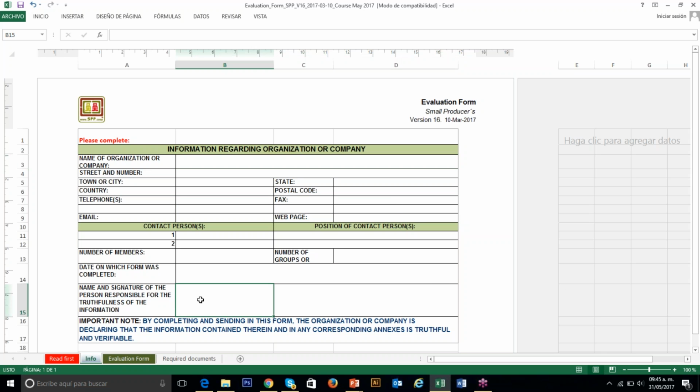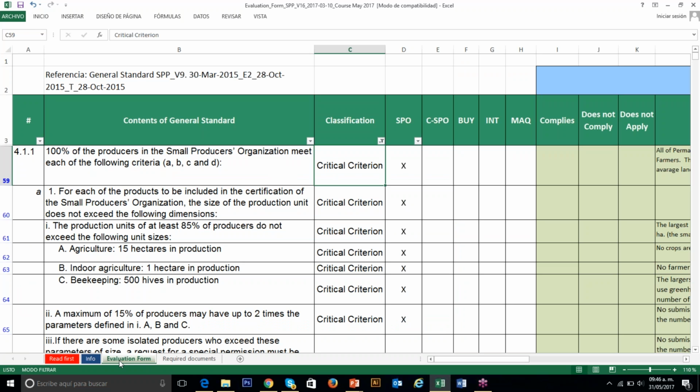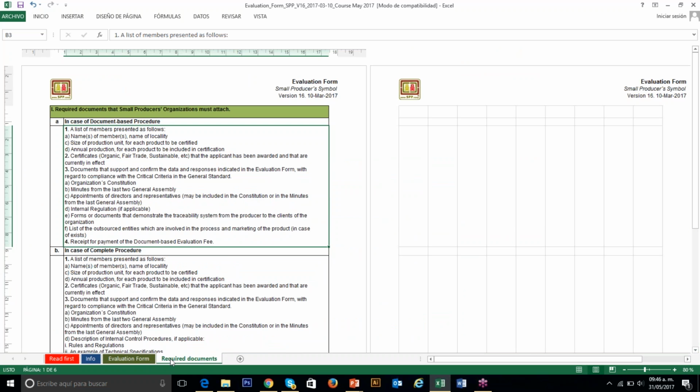This is very important. When they send you the evaluation form, you have to check this part that they have to complete with their data and the name and signature of the person responsible for the truthfulness of the information. And the evaluation form is in the third sheet, and finally, required documents.